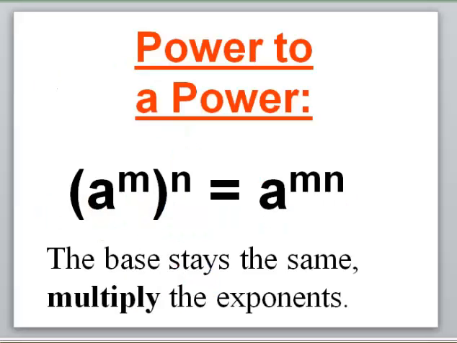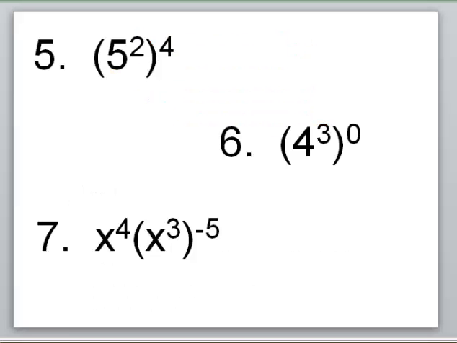The next rule we want to talk about is a to the m to the nth. So we have a power to a power. We are going to keep the base, and we're going to multiply the exponents together. I want to explain to you at least one problem of that logically. So what this really says is I have 5 squared 4 times.